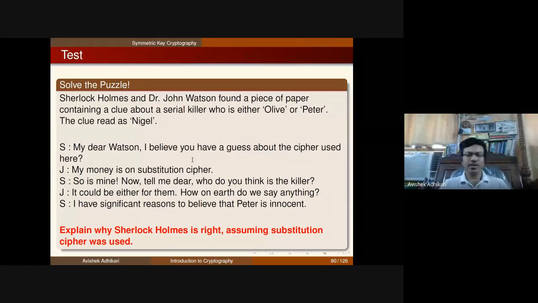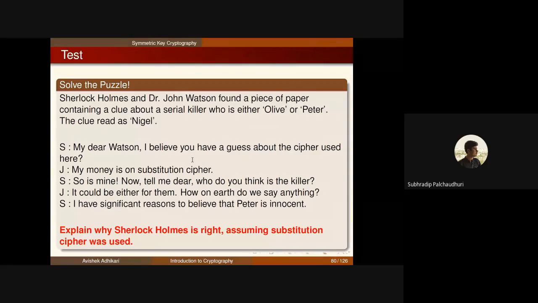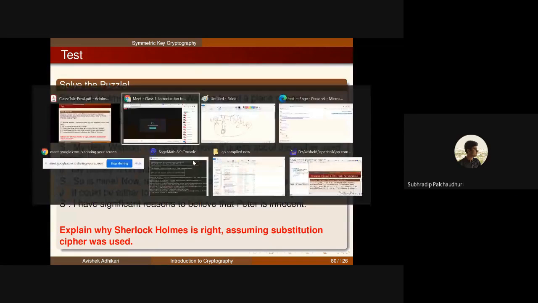Here S means Sherlock Holmes. He says, my dear Watson, I believe you have a guess about the cipher used here. His assistant Watson says, my money is on a substitution cipher. So they guessed that if it had been Peter, then the second and the fourth place in the word Nigel should be the same alphabet, because there is E in both those places in Peter. So it's not that, and Peter must be innocent.